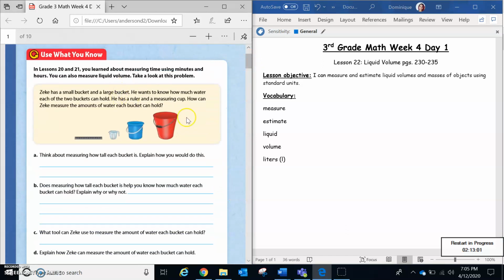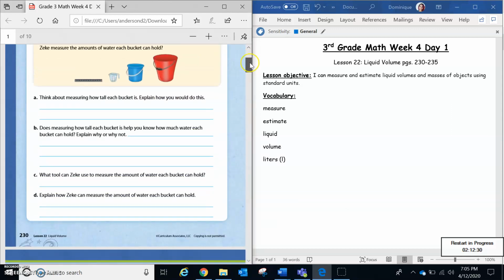All right, it says in lesson 21, you learned about measuring time using minutes and hours. You did. You can also measure liquid volume. Take a look at this problem. Zeke has a small bucket and a large bucket. That's right here. He wants to know how much water each of the 2 buckets can hold. He has a ruler and a measuring cup. How can Zeke measure the amounts of water each bucket can hold?